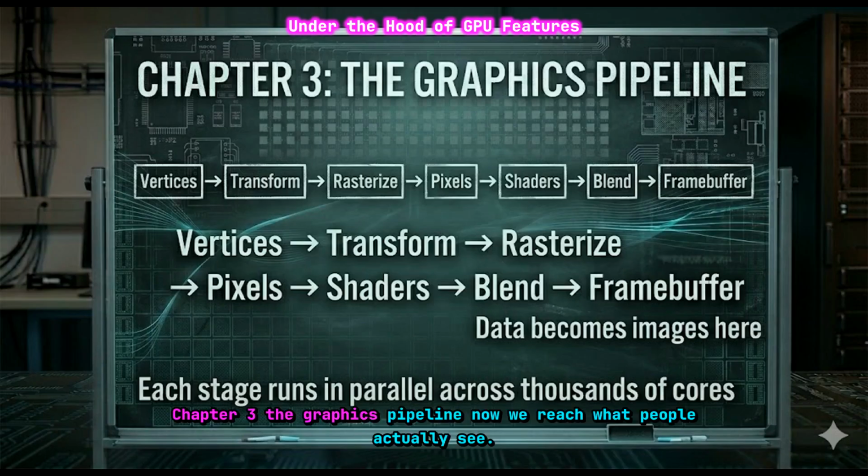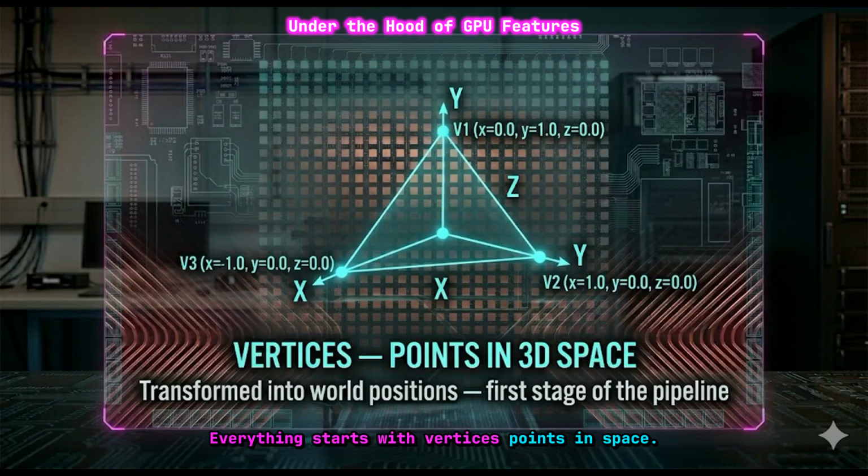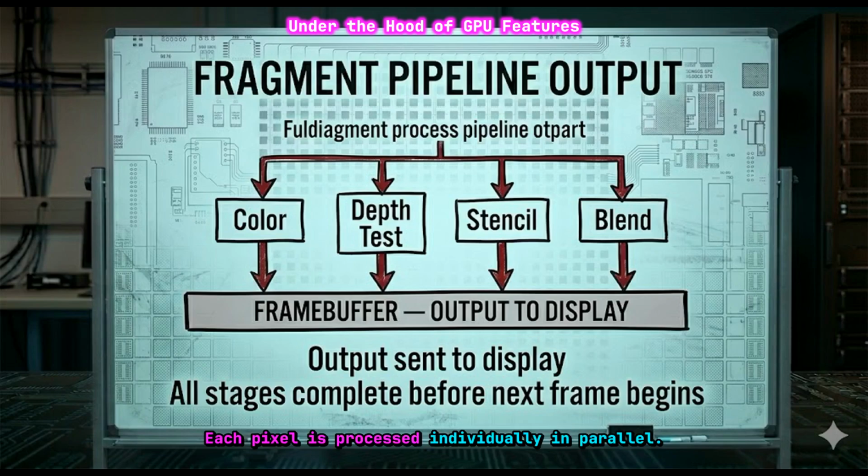Chapter 3. The graphics pipeline. Now we reach what people actually see, the graphics pipeline. This is where data becomes images. Everything starts with vertices, points in space. These are transformed into 3D positions, then shapes are built, then rasterized into pixels. Each pixel is processed individually.